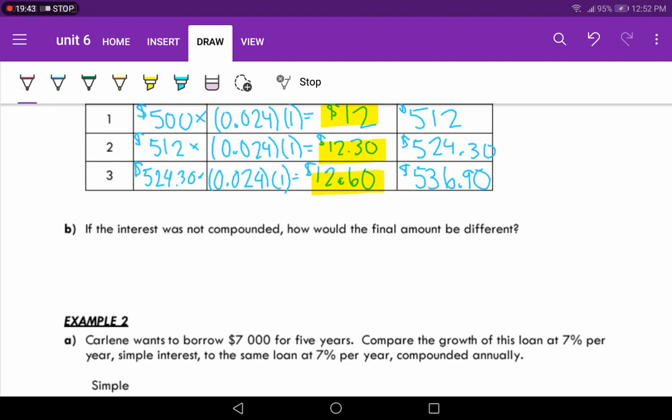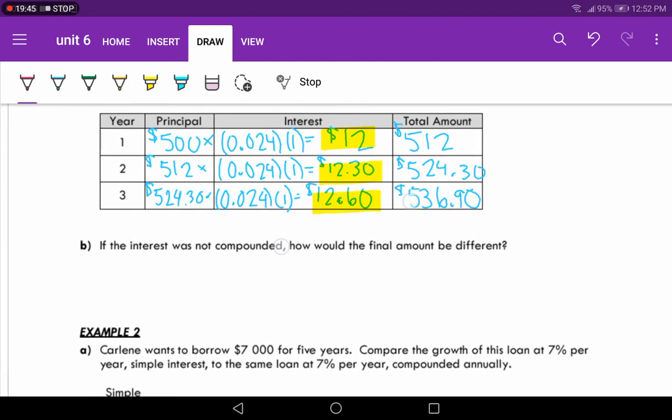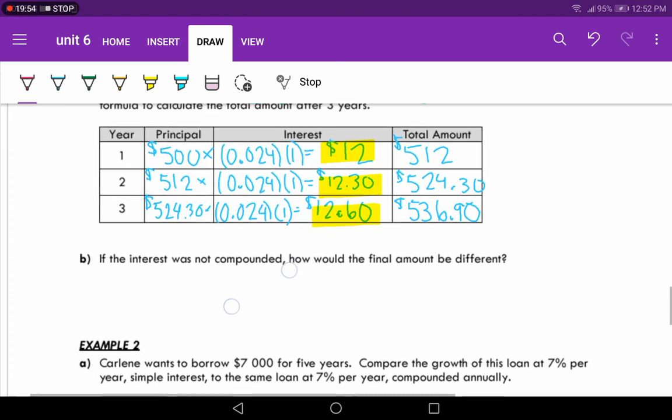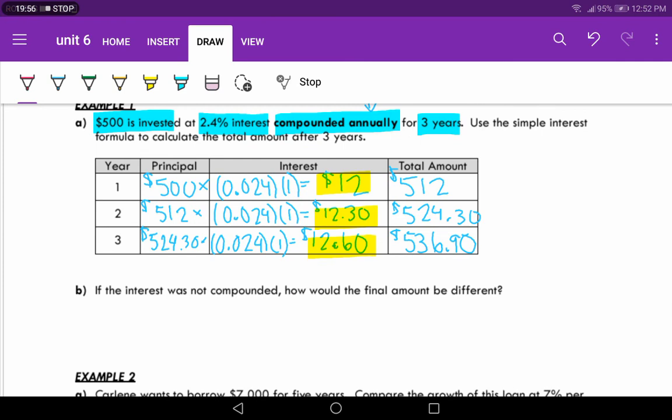Okay, so it says if the interest was not compounded, how would the final amount be different? Remember, if something isn't compounded, that means it's making the same amount of interest each time. So the final amount is going to end up being less, right? Because we're talking about a small amount here with a very small interest rate, it's kind of hard to see the difference. And it's kind of hard to see how that really matters because it's not a lot of money, but every cent kind of counts, right? So the difference would be that in year 2, we would also just make $12. And in year 3, we would also just make $12.